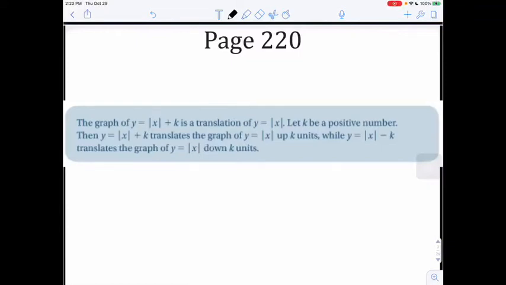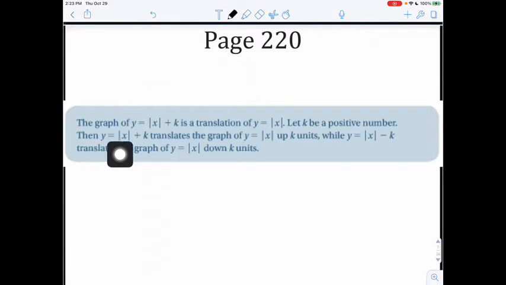Section 3.7, example 2 on page 220, we have the graph of y equals the absolute value of x plus k. Notice this plus k is on the outside of the absolute value bars at the end of the equation. It is a translation of y equals the absolute value of x. Let k be a positive number.